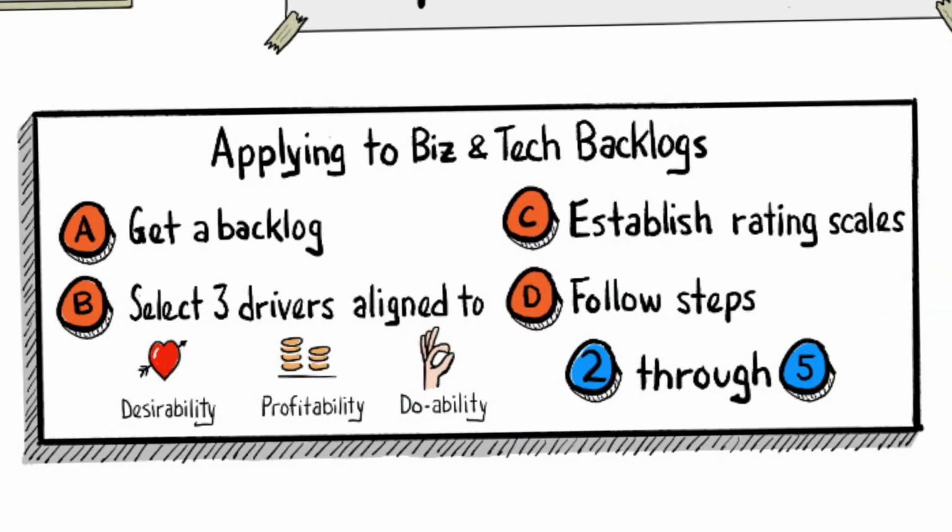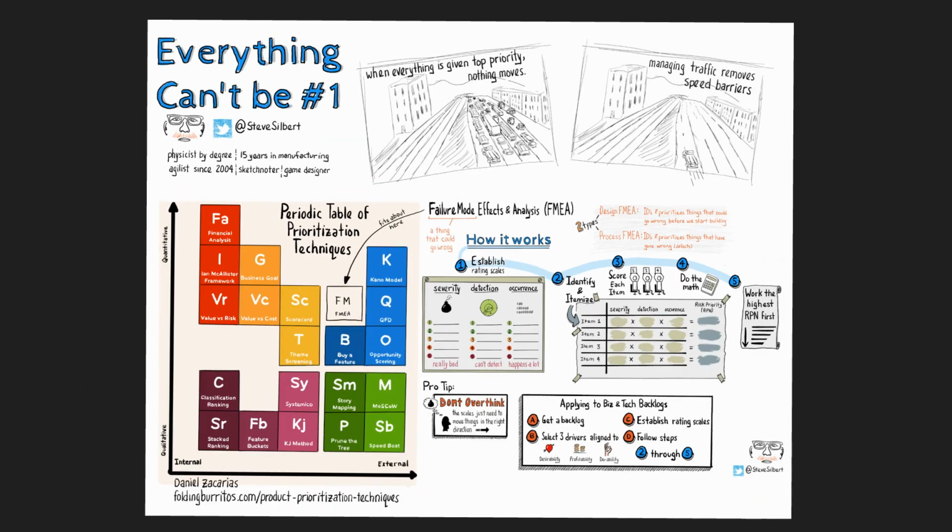So applying this to business and technical backlogs, well, the first thing you have to do is actually get a backlog and select 3 drivers. And the drivers really should be aligned to 3 things. Desirability, how much does someone want it or not want it? Profitability, how much will it save or make money-wise, or any other coinage? And doability, how complex is it or how simple is it? You establish rating scales, you follow the steps above, and you work from the top down. So this is pretty much the talk.